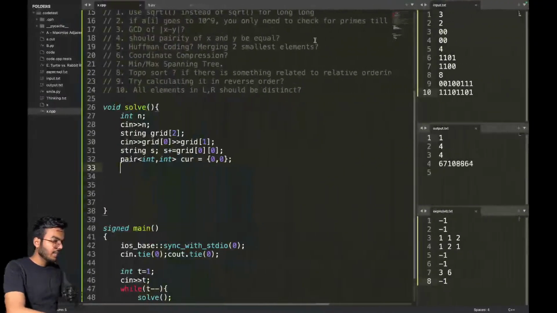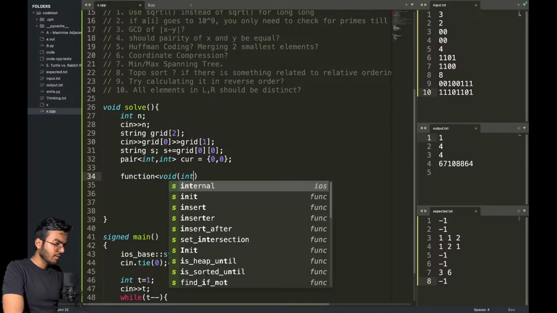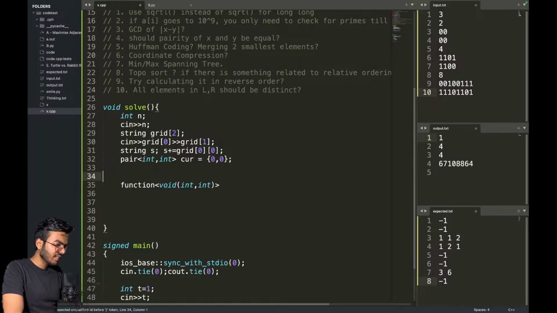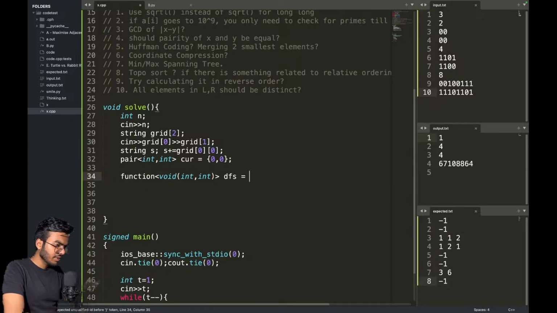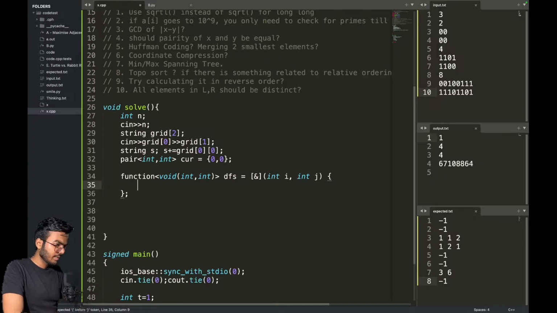So what I can do is maintain a previous. Should I maintain a previous? So let's say, make a function. It will be a void function of int. So I am currently at i, j, and I will also maintain a visited array. So let's call this a DFS function of int i, comma int j, and this is my DFS function.